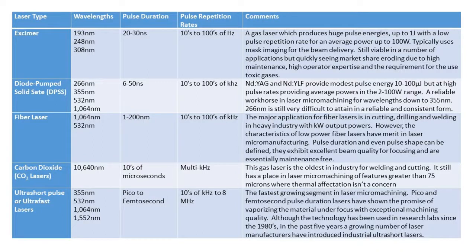Now, the chart shows the laser types commonly used in manufacturing. Wavelengths can be anywhere from 193 nanometers in the UV to 10.6 microns in the infrared. Average power is typically in the range of a few watts to a few hundred watts. And laser pulse durations can range anywhere from microseconds all the way down to a few femtoseconds.